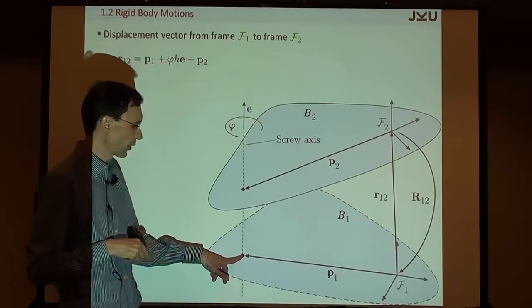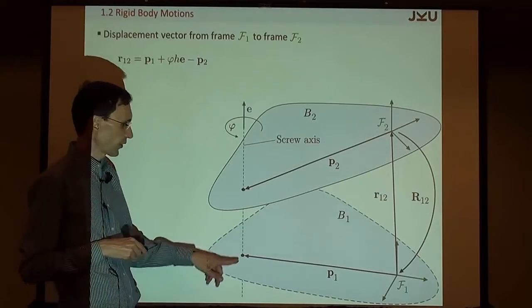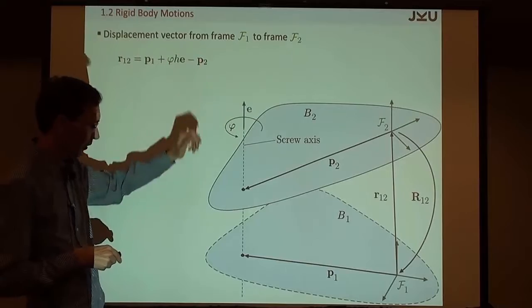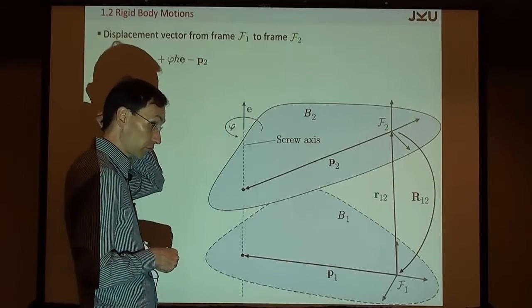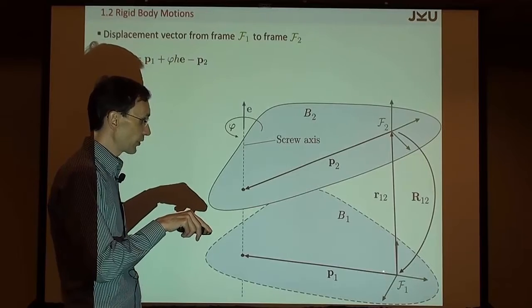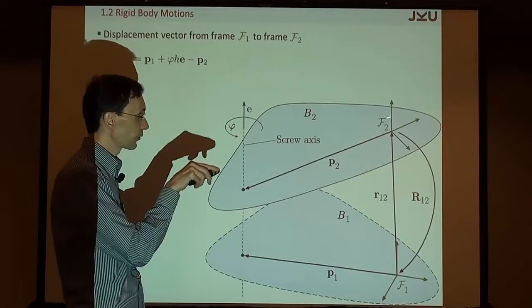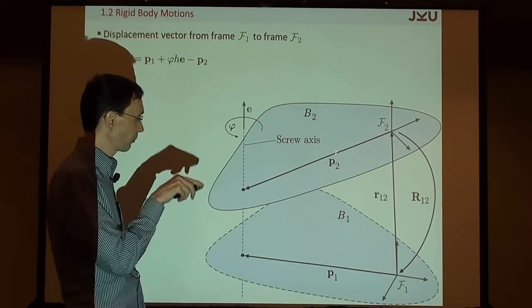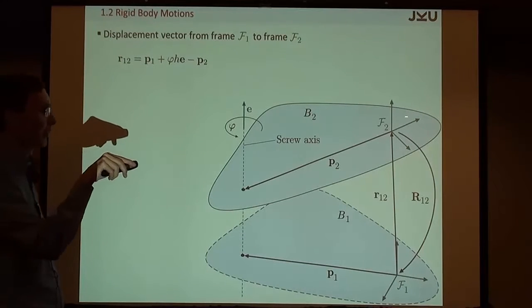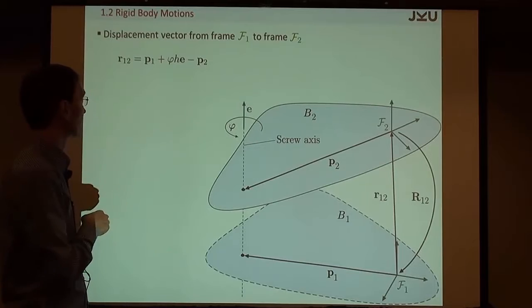Let's say that we pick a point on the screw axis. Okay, so we have that point here, and then after the motion, for example, it's here. So I can measure the points relative to frame 1 and relative to frame 2. So this is P1, P2. Let's express them in either frame 1 or frame 2.